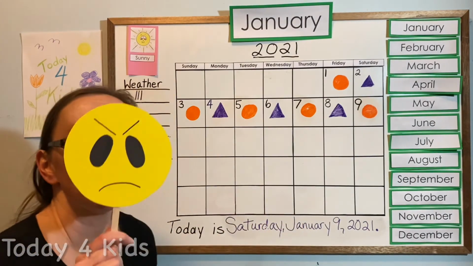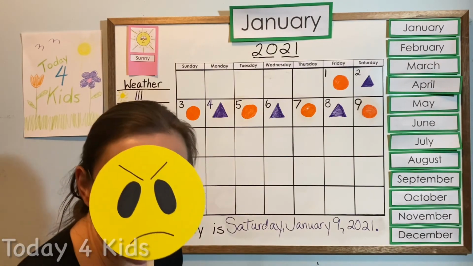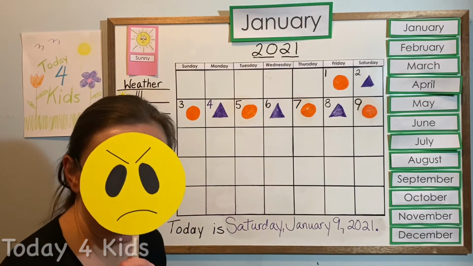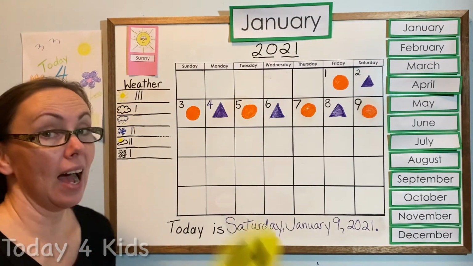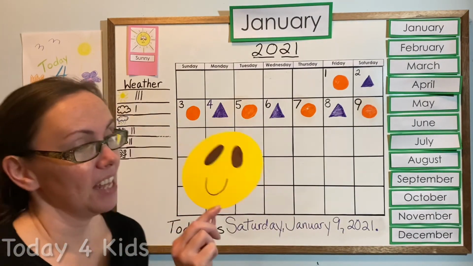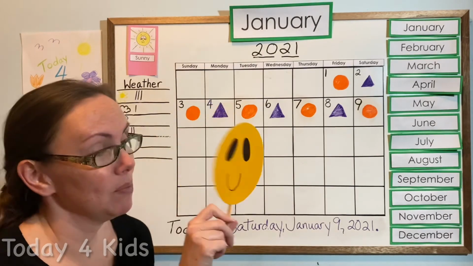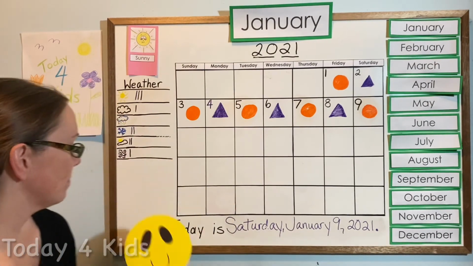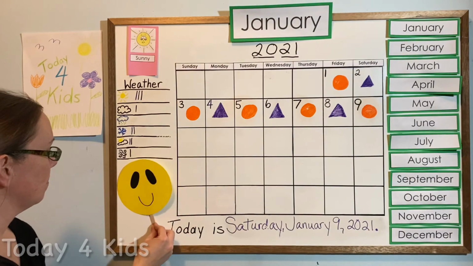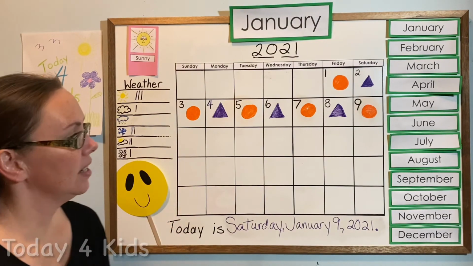What about this one? Angry? Do you think I would be mad about building a snowman? No way. I am so excited to build a snowman. I am so happy. I think I actually might need to make a new feeling face because this one does not show how excited I am. I am so happy. So let's put our happy face there.